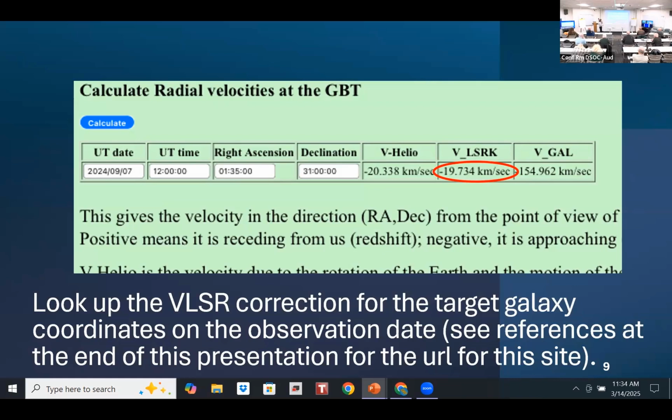I use this Green Bank site to find the local standard of rest correction. Basically, just type in your date. You don't have to worry about time. That's only if you're trying to also correct for the rotation of the Earth, which is so tiny that in the realm of what we're doing, it doesn't even matter. It's like plus or minus half a kilometer a second, which is in the noise. So I don't even worry about that. Then you put in the coordinates of the source you're looking at, and it'll tell you what the correction is.